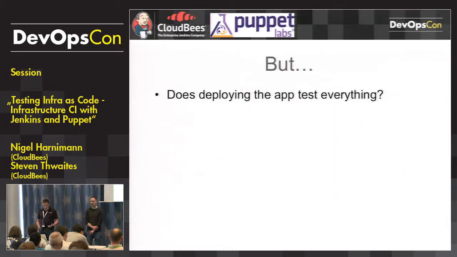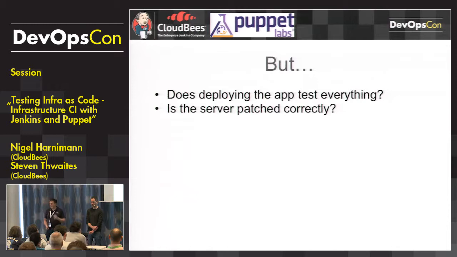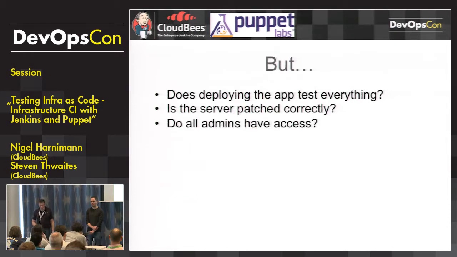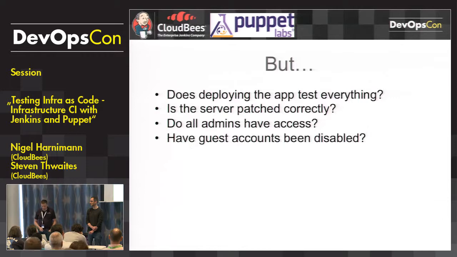Because if you do deploy the app and test it, does that test everything in your infrastructure? Is the server patched correctly? How many times have you found out a week later that there's some kind of hidden issue that only comes to light? Do all your admins have access? Did you forget to configure that when you set the server up? Did you disable the guest accounts? I mean, how many of you pen test every single server that you build? Or do you pen test once every so often and spot the errors that way? Maybe that's too late.